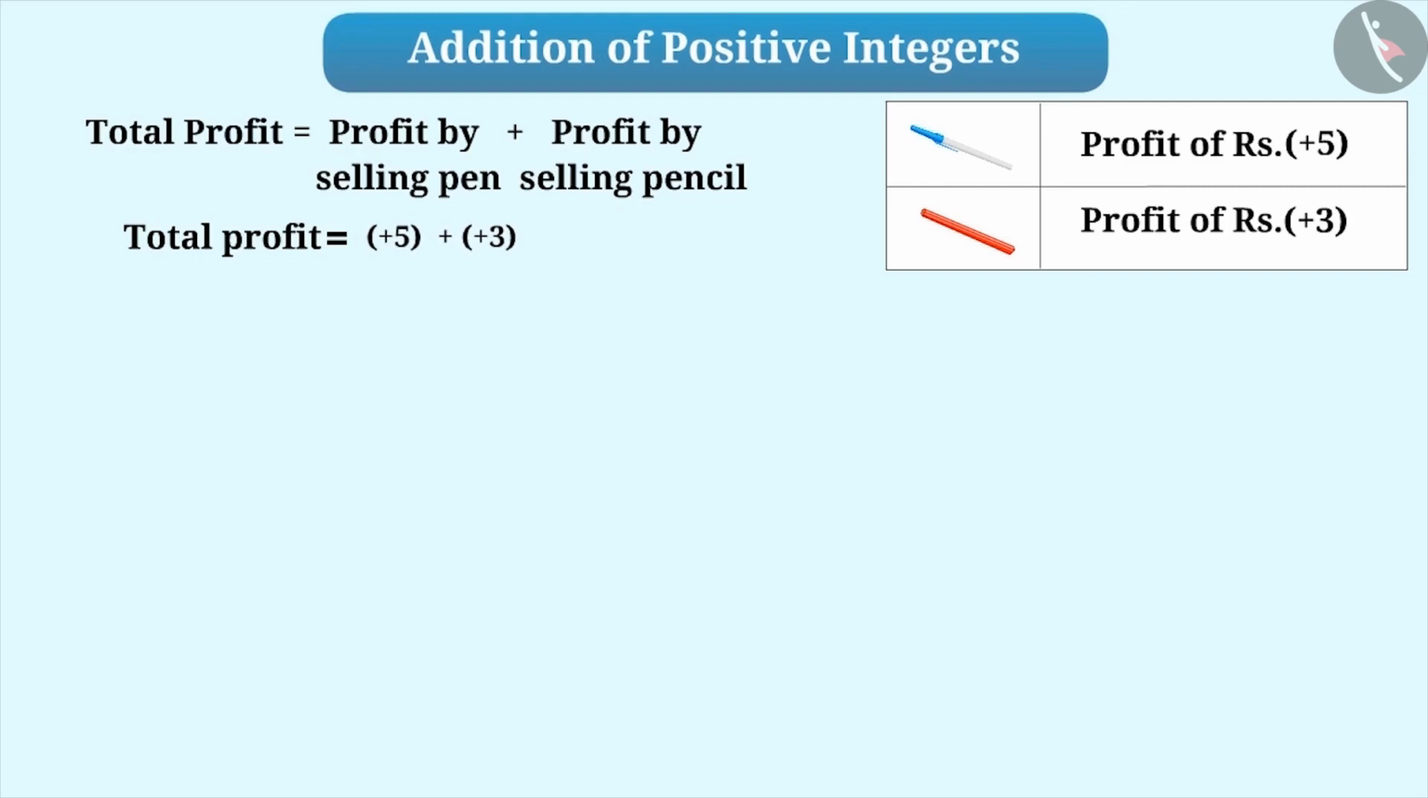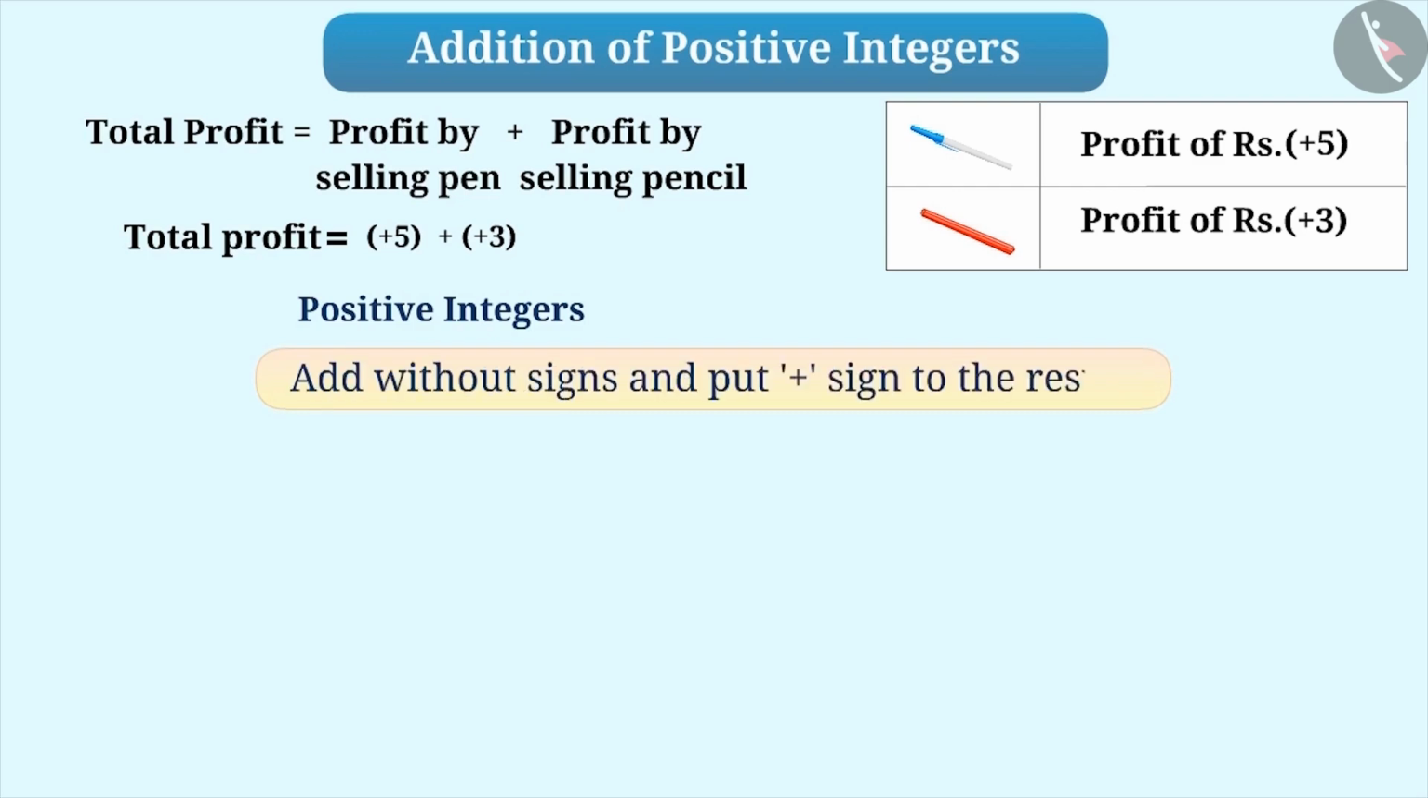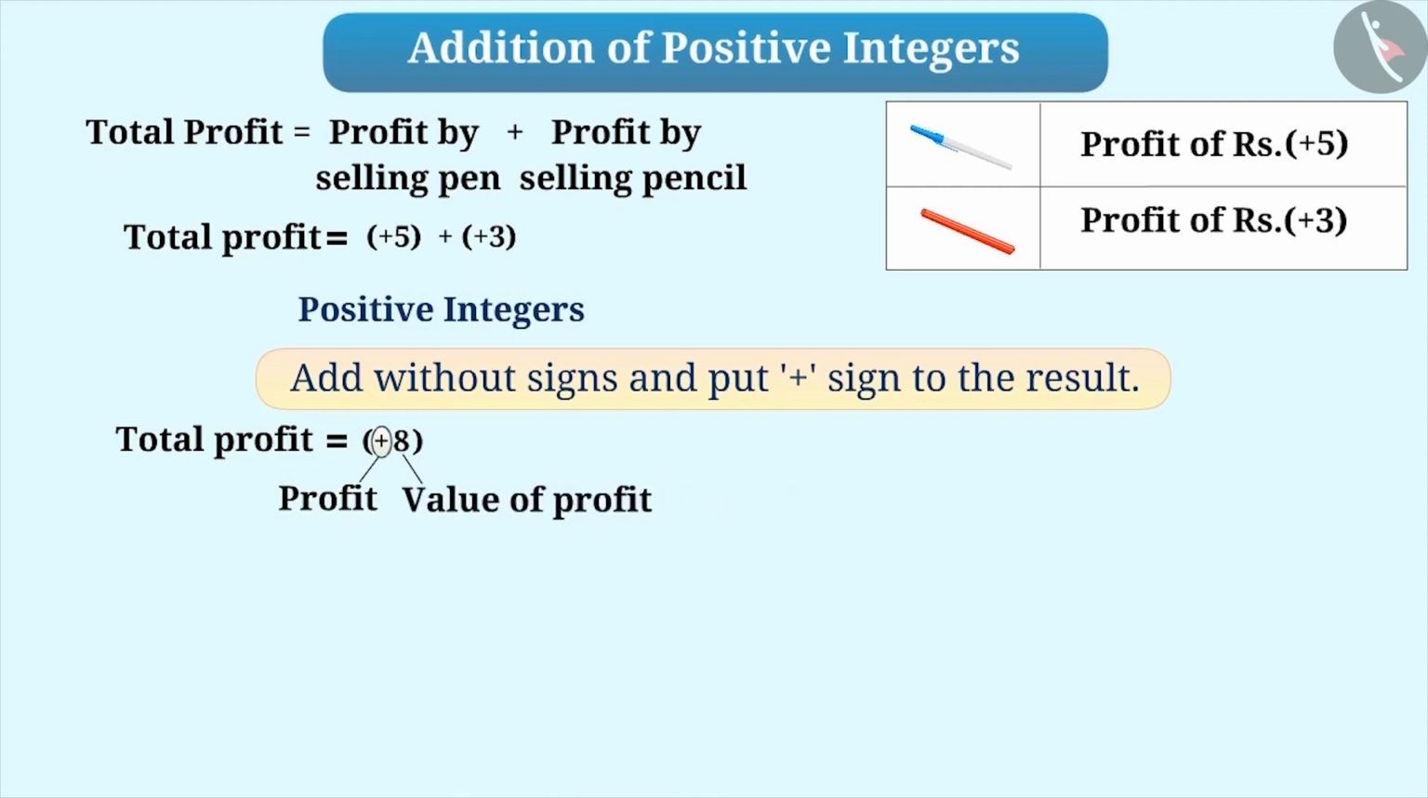By doing so, the total profit is plus 5 plus 3. As you can see, both are positive integers. For addition of any two positive integers, we add them without signs and then prefix it with a plus sign. Using this method, addition of plus 5 and plus 3 without signs will result in 8. Then, we get the total profit by prefixing the result with a plus sign, that is plus 8. Here, plus sign represents profit and the number represents the value of profit. Therefore, we can say that the shopkeeper got a profit of rupees 8.